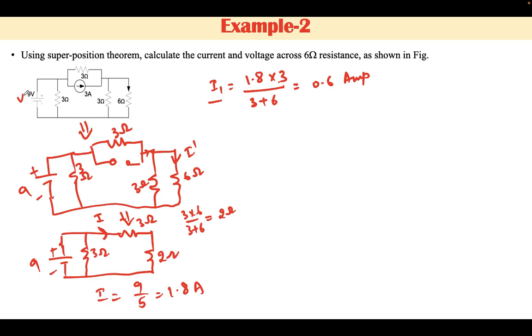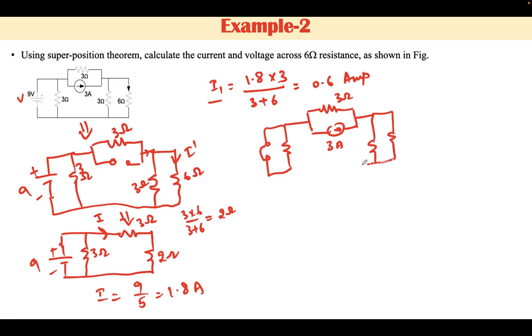Now considering the second source, in case of second source we are replacing the voltage source with their internal resistance, and this internal resistance of voltage source is 0, and hence the circuit will become short circuited. Now we are having a resistance of 3 ohm, and current source of 3 ampere is connected in the rest of the circuit, which is having this combination. This is 3 ohm because this path is shorted, and hence this path is also considered as shorted.